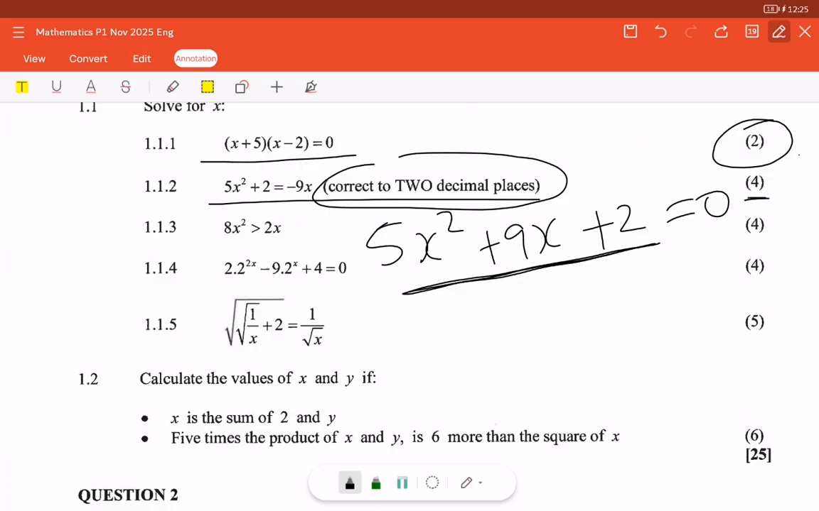You're going to get 4 marks for this. So you're just going to write it in standard form. After that, you apply your quadratic formula right away, and then you get the value of x, or x1 and x2, rather 2 values of x.